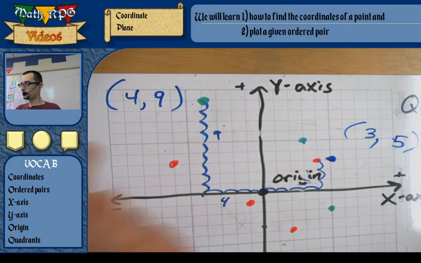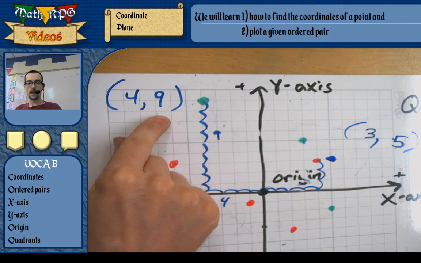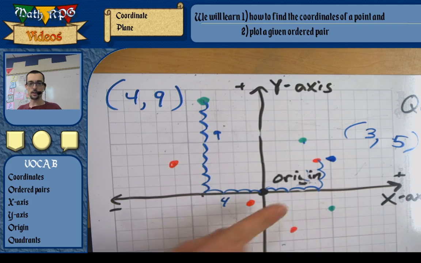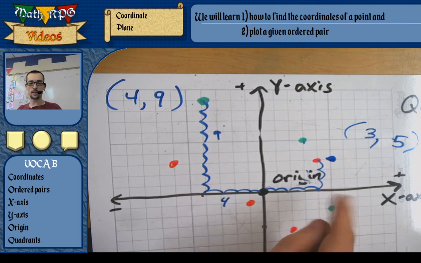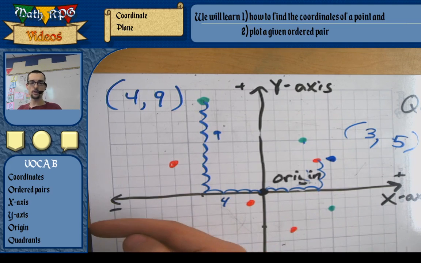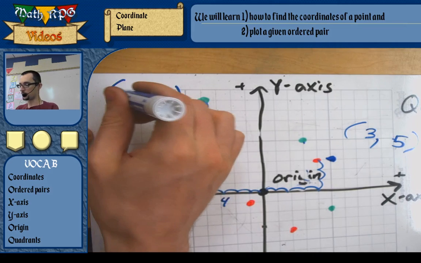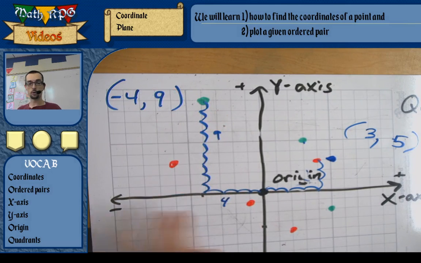If I put 4, 9, you're going to end up actually walking 4 this way, because that's what 4 means. It means to go east. So I need to say, no, don't go east, go west. Go the opposite direction that you went last time. So I need to put an opposite sign in here. I need to put a negative sign. That tells me to go 4 to the left and then 9 up. See how that works?